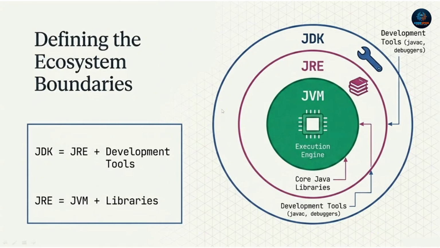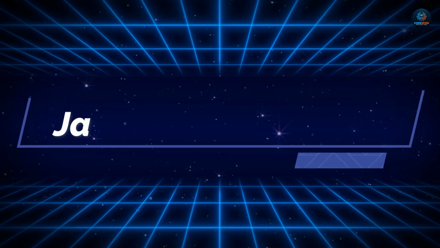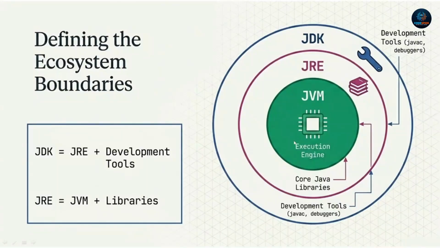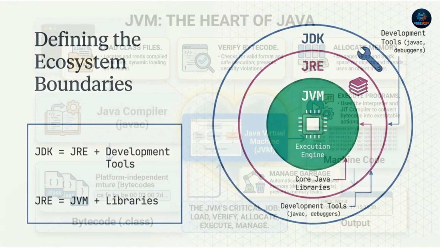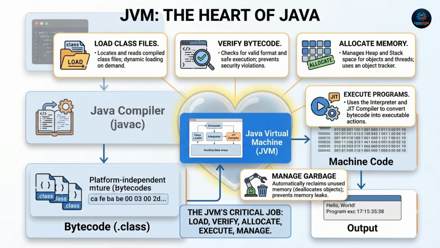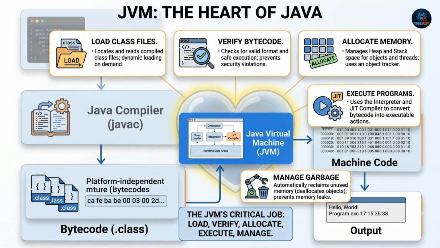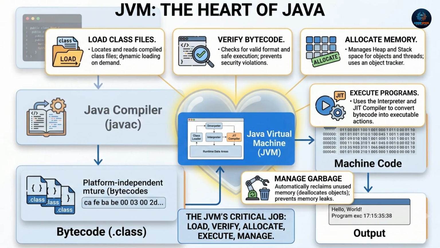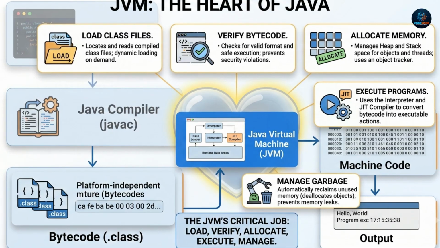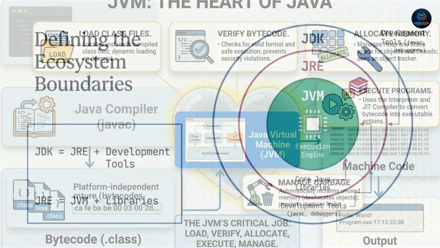The next component, the main core component, the heart of Java, is known as JVM. JVM stands for Java Virtual Machine. It is the actual heart of Java. The main work of the JVM is to load the class file, verify bytecode, allocate memory, execute programs, and manage garbage collection. Like JDK and JRE, without JVM, Java applications cannot execute.